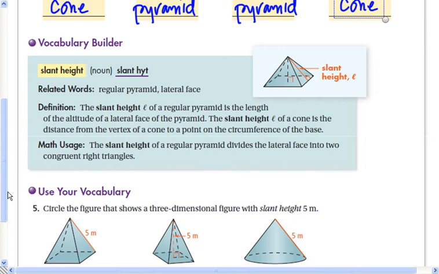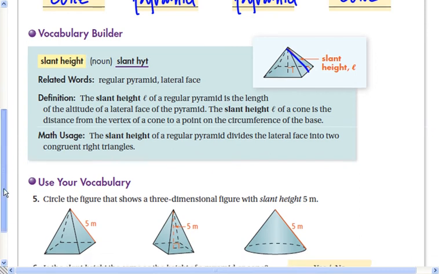One new word from vocabulary, slant height. Make sure you look closely at what that means. A lot of students will get that confused with the height, which is different. Okay?